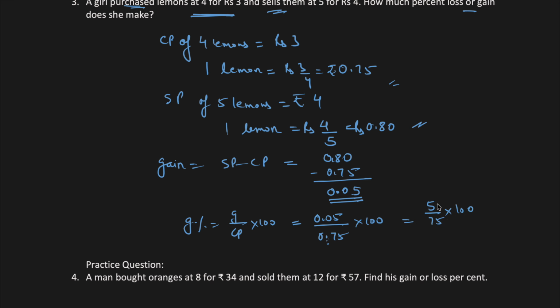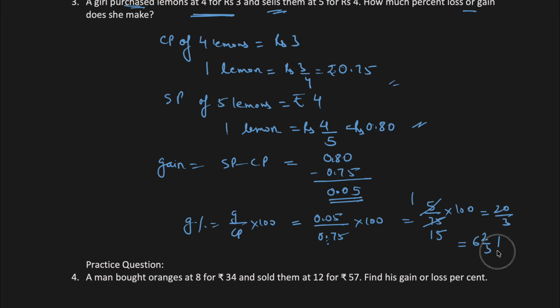Okay. So 5 you can cancel. 5 ones are 5, 5 fifteens are 75. So 100 by 15 changes to what? You cancel it by 5 again. So 20 by 3. 20 by 3, either you write it in fraction, your answer, that will be how much?